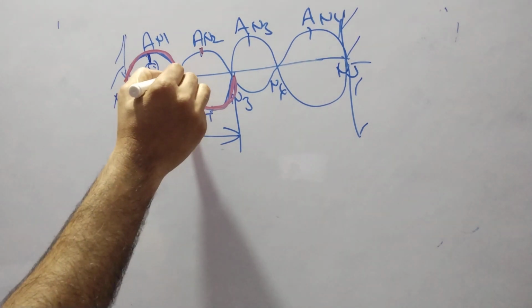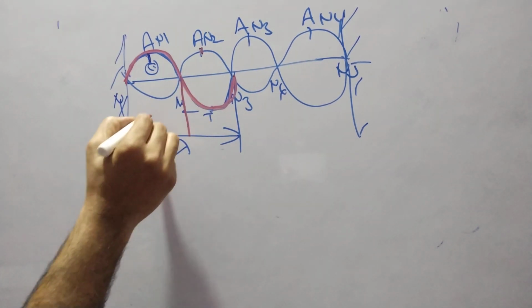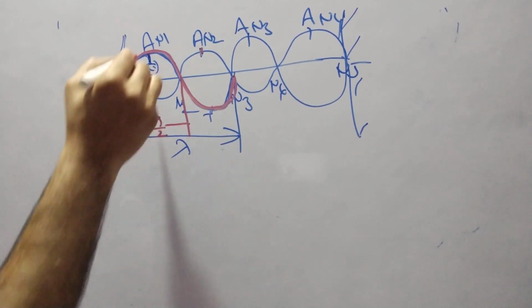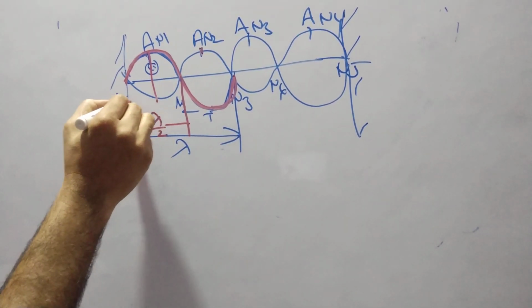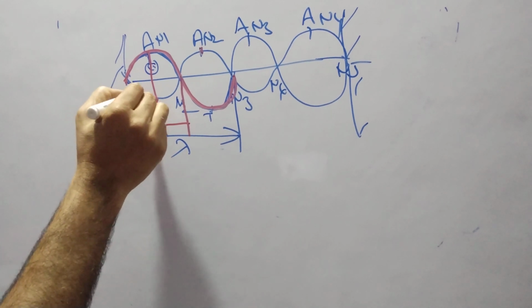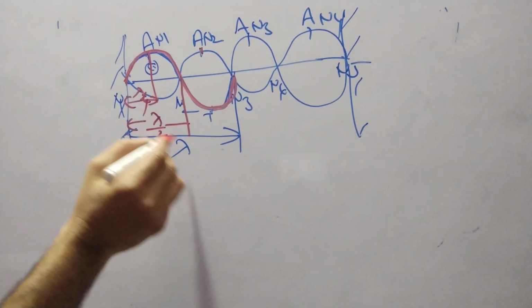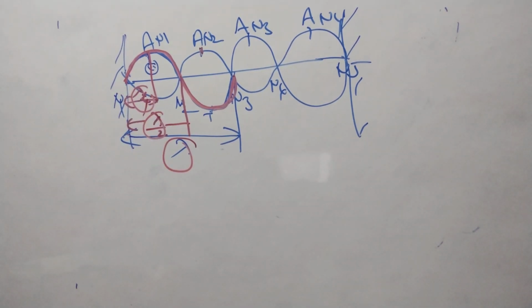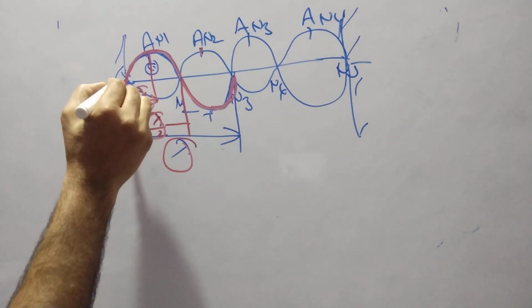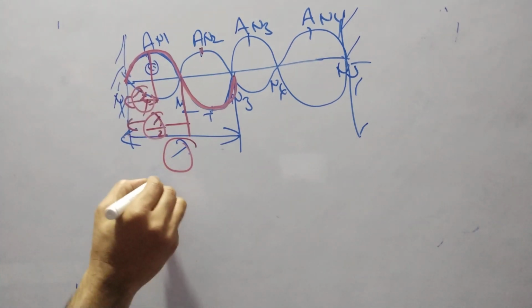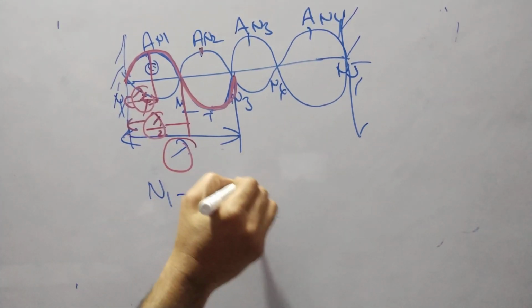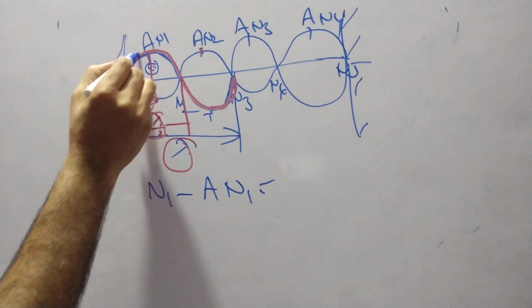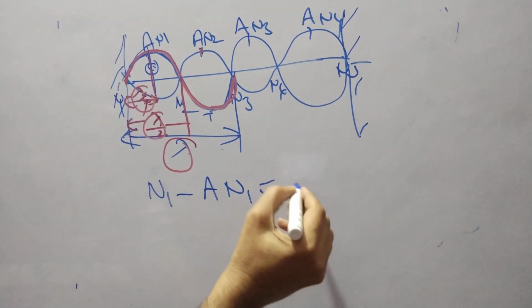And what is half of this one? This is lambda by 2. And what is half of this one? Lambda by 4. So lambda by 4, lambda by 2 and lambda, these are the values of lambda. Now you can write down by considering these lambda values. Node 1 to antinode 1, what is the lambda value? Lambda by 4.